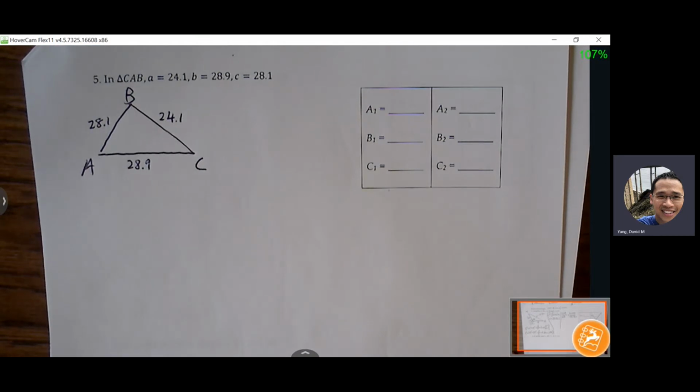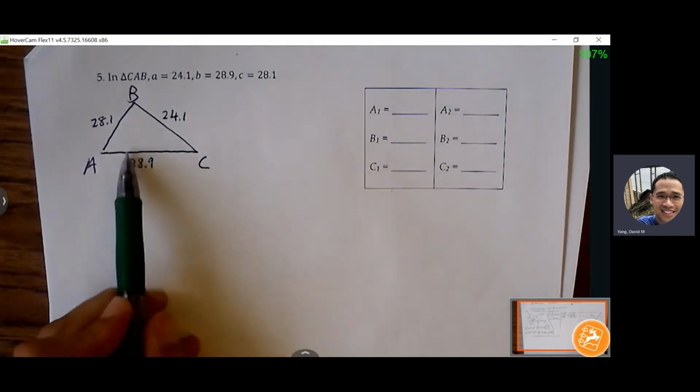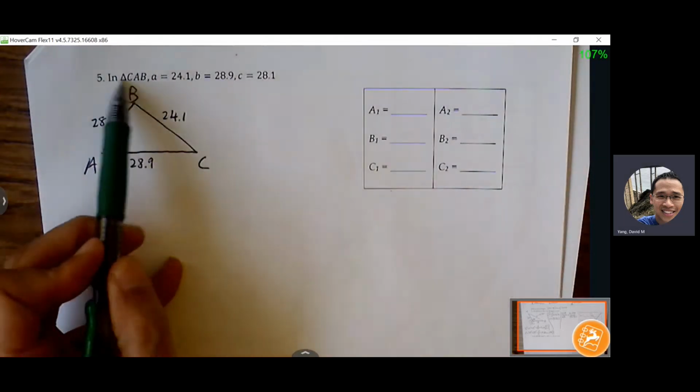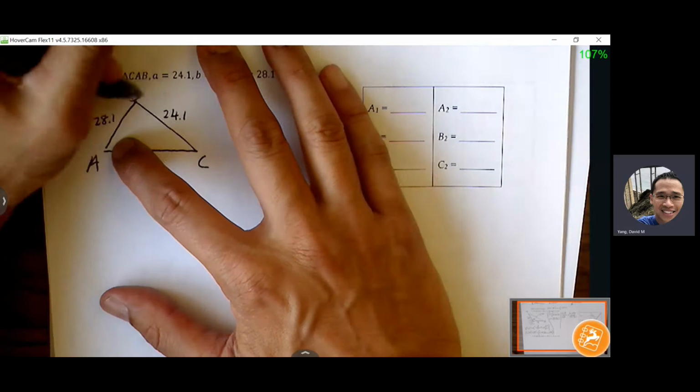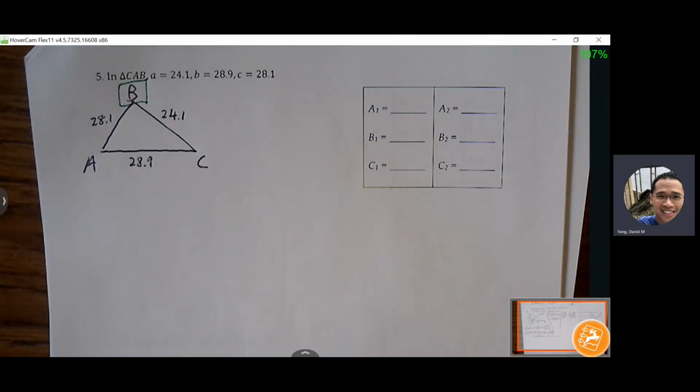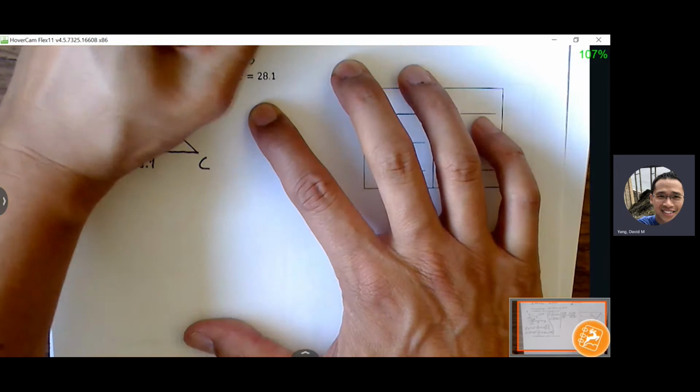Where do we start? Good. Find the largest side, the longest side, and that will lead you to the largest angle. Okay, everybody good with that? Law of cosines, side, side, side.